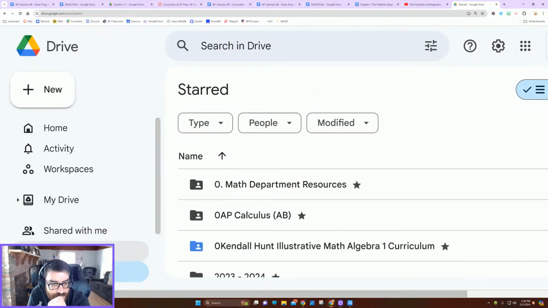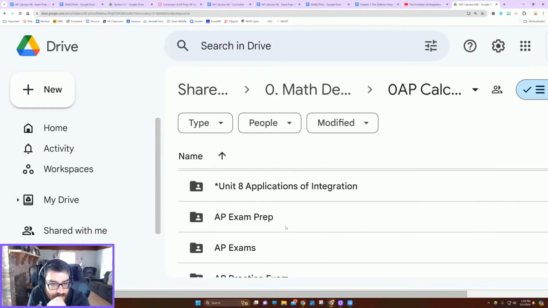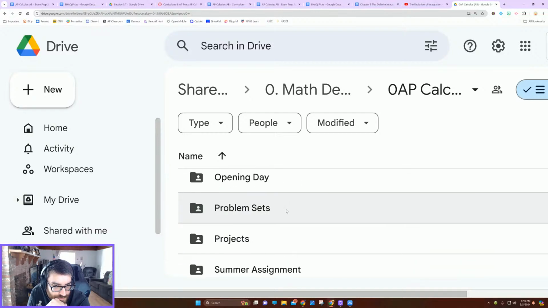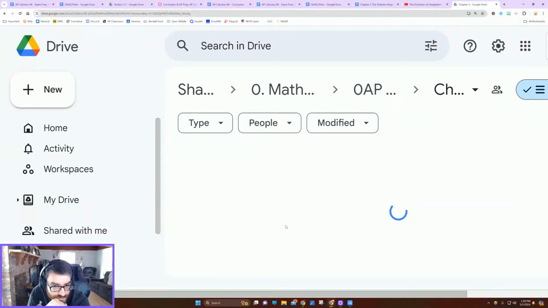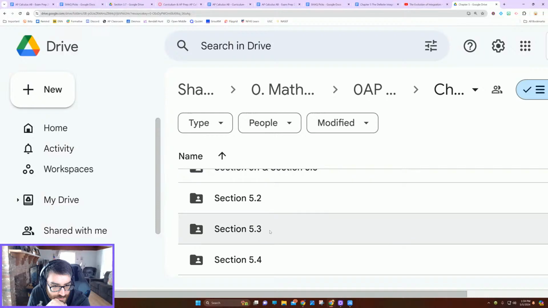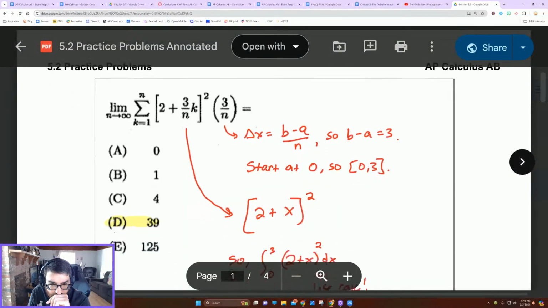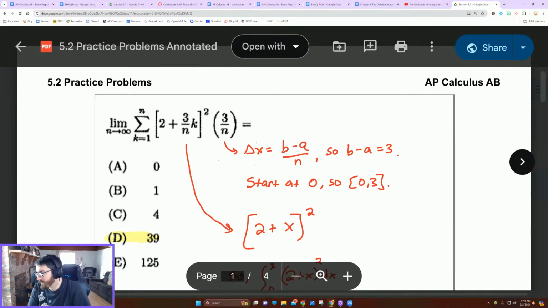Let's actually go to Starred Calc. Let's go to 5.2. So we're going to go here to 5.2, practice problems annotated. Maybe I can find a good one here. There's a good one right here. Katie, here's an example of a not so easy one.